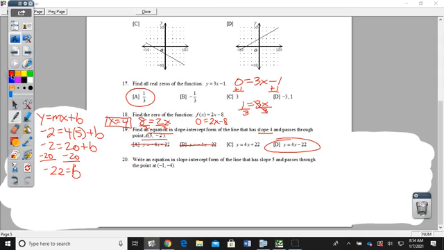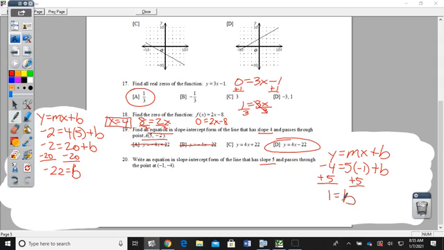Give me a little room. y equals mx plus b. I just write it down so I don't forget it. What is y? Oh, -4. My slope is 5. x is -1, plus b. So that would be +5 on both sides.